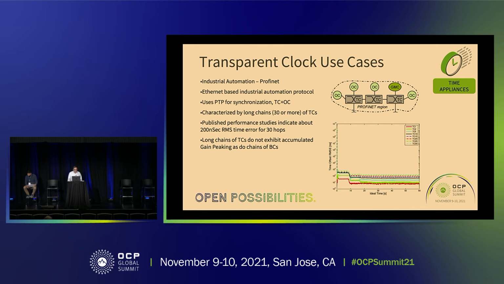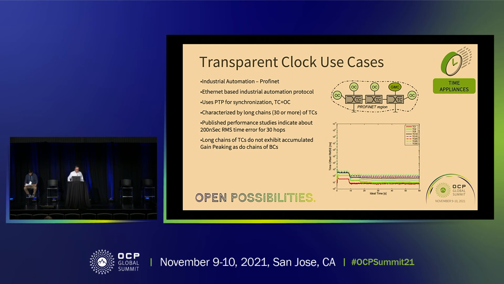So one of the goals of Profinet, which is the protocol used in industrial automation, is to be able to achieve better than 1 microsecond accuracy across very long hops, which can be between 30 and 100 hops. And you can see publications of multiple studies demonstrating it as an example here, 200 nanoseconds RMS, which is 0.6 nanosecond peak error across 30 hops, which is consistent with the goals of Profinet.